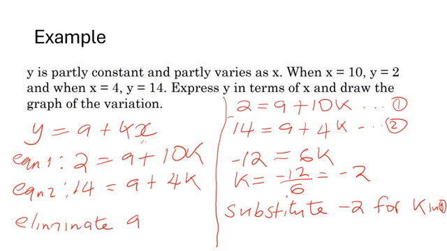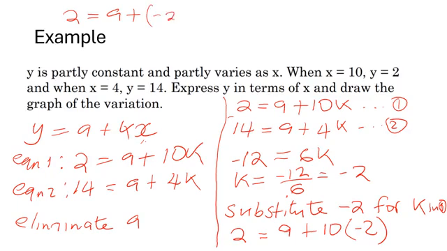Okay, so if we do that, we will have 2 is equal to a plus 10, where there's k we put negative 2. Okay, so let's take this one to here for space. So we have 2 is equal to a plus 10 times negative 2, that's negative 20. So this will be equal to a minus 20.